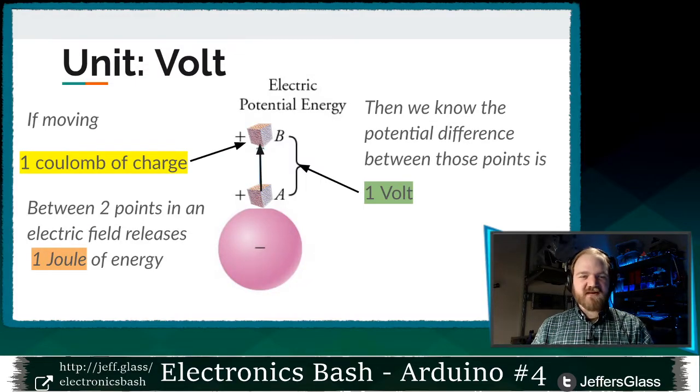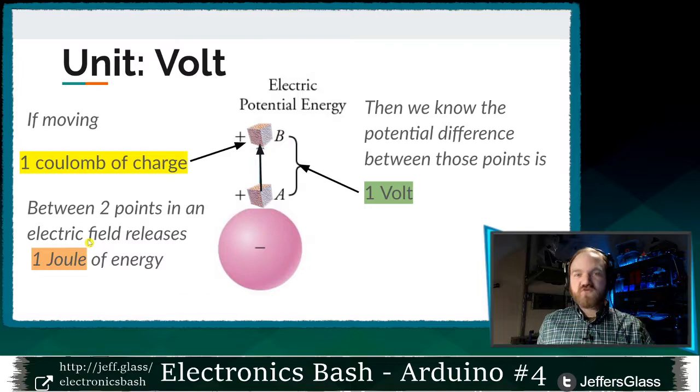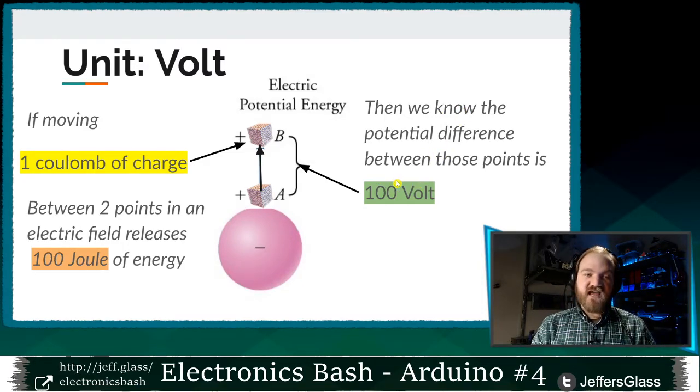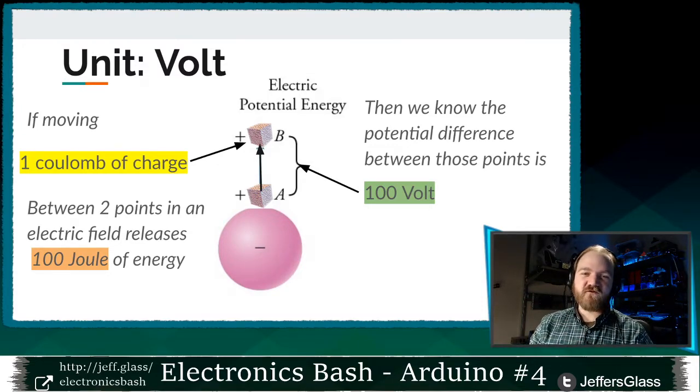So this is basically the examples we just looked at, right? If moving 1 coulomb of charge, this little packet of energy, between these two points releases a joule of energy, or, you know, takes a joule of energy to do, said backward, we know the potential difference between those two points is 1 volt. And of course, all of these quantities scale, right? If we move 1 coulomb of charge between two points and it releases 100 joules of energy, we know the potential difference between those two points is 100 volts. Yeah? So not the practical implementation of a volt, but just what intuitively a volt is.